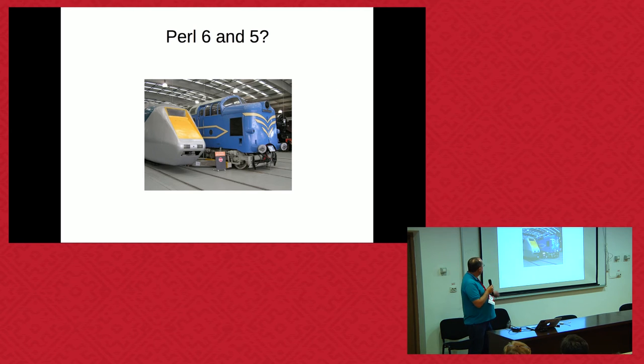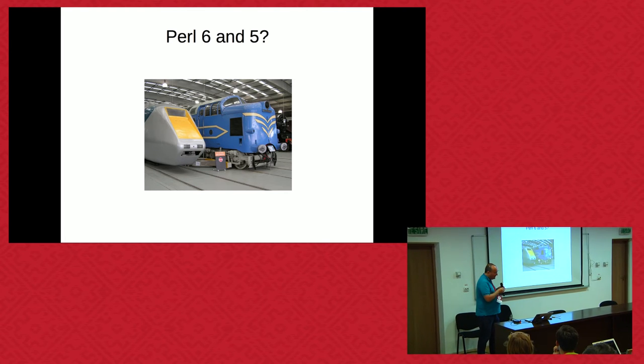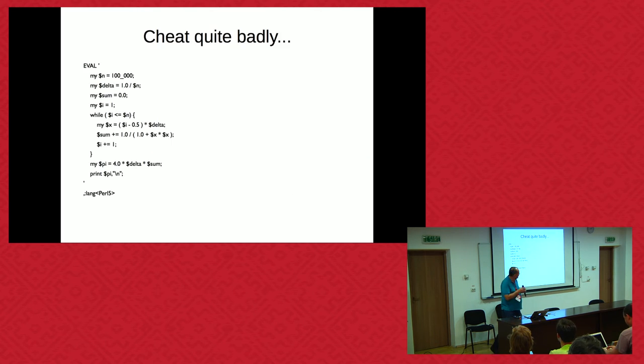Okay, I probably pushed the train analogy a bit too far here, but there's a classic diesel on the right and the electric on the left, and that's supposed to represent the new train, Perl 6, and Perl 5. I wanted to find a picture of an older train pulling a newer train to get it up to speed, but that's the best I could do, because my next one I've cheated a bit.